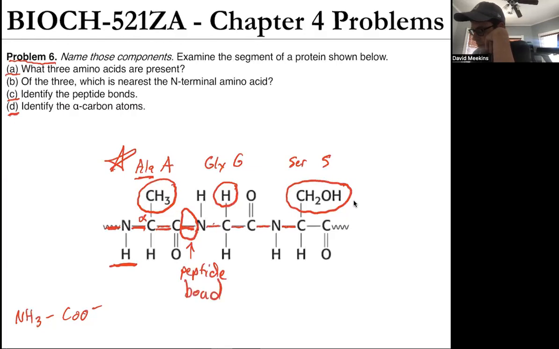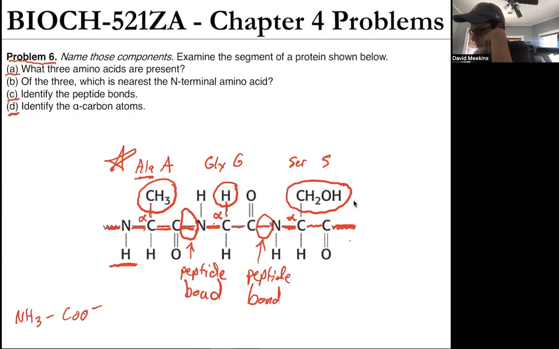Okay, and so that amino group is linked to another alpha carbon. That's where the R chains are coming off. And so here would be the next peptide bond. And so that nitrogen is then attached to the alpha carbon. It's attached to a carboxylic acid.